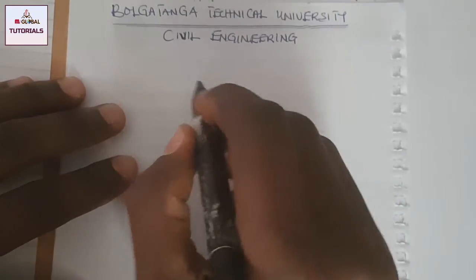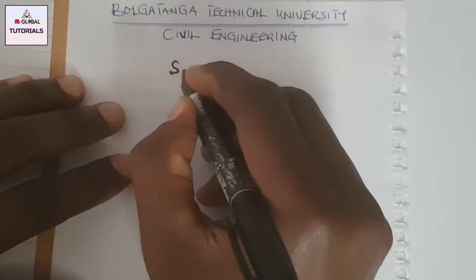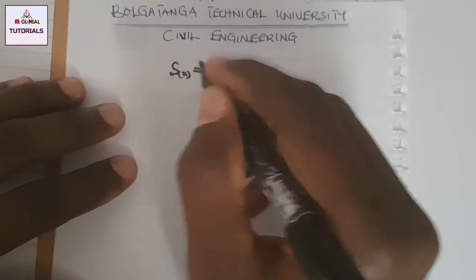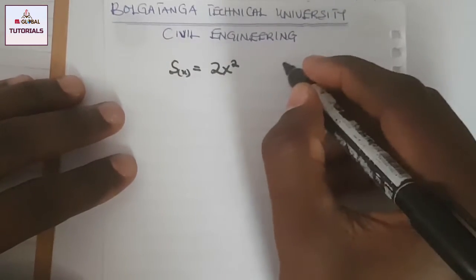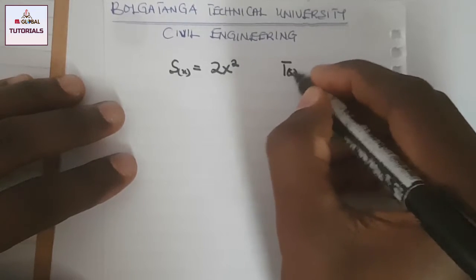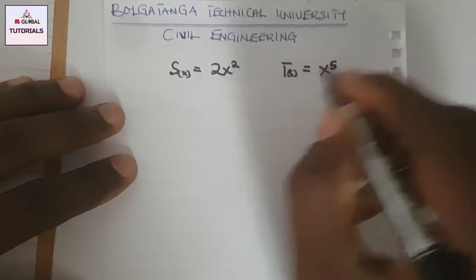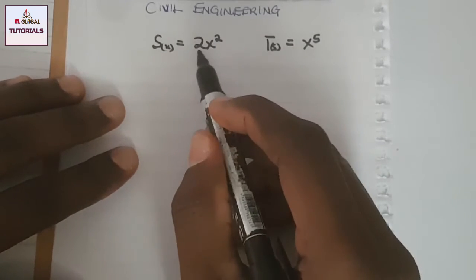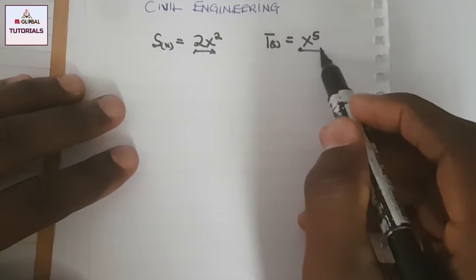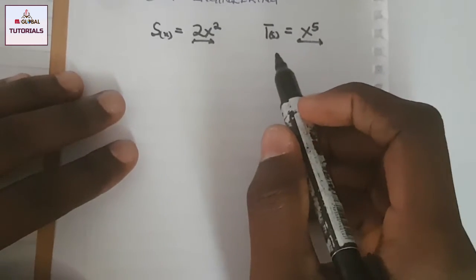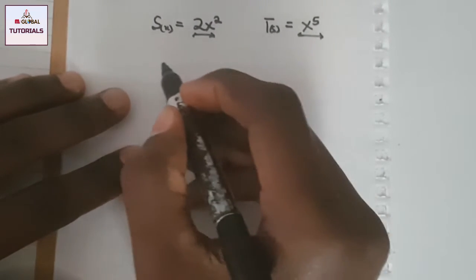Let's take a fraction like s of x is equal to 2x squared and t of x is equal to x to the power 5. This one is a normal fraction, a very simple fraction. But we can still put this function together as a fraction of a fraction.